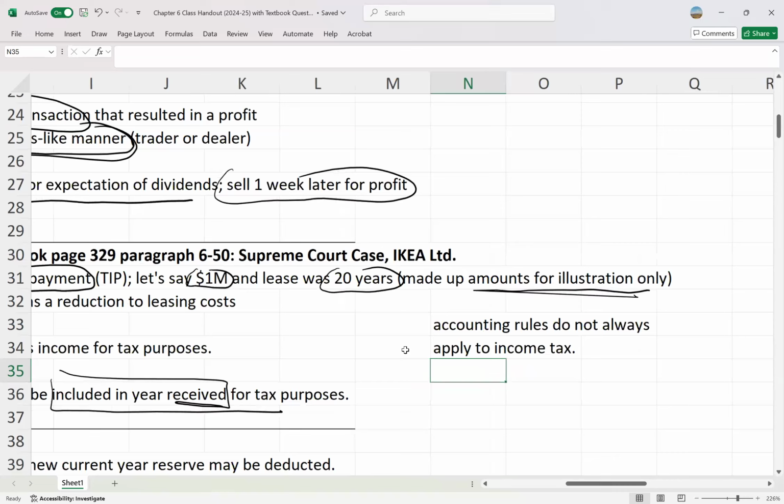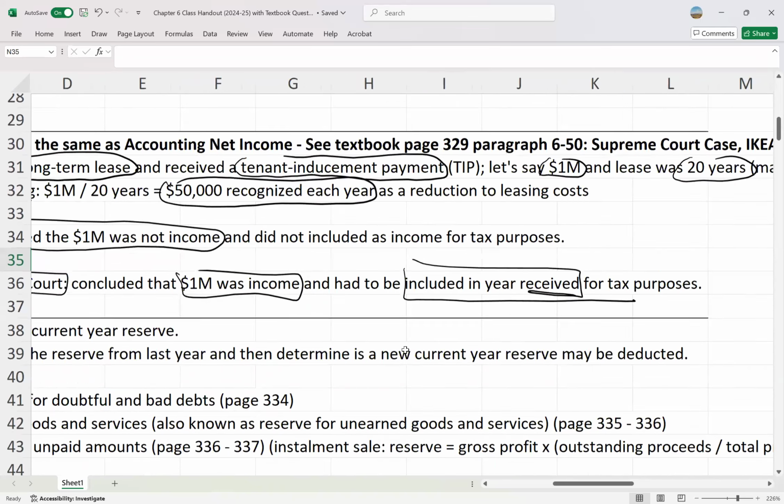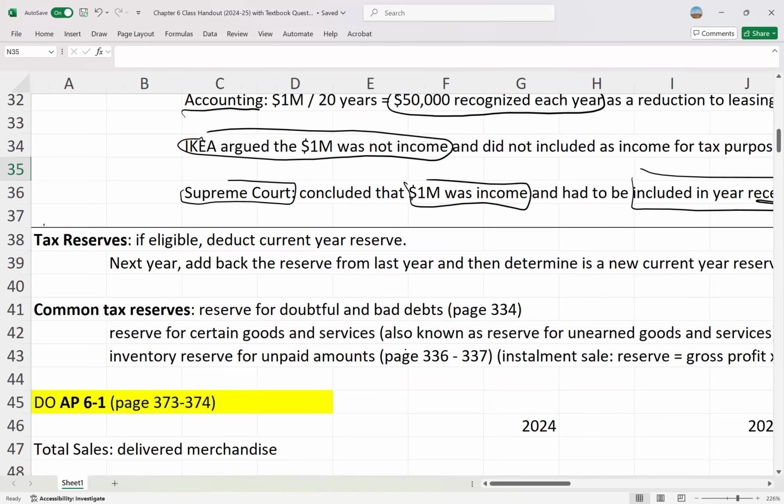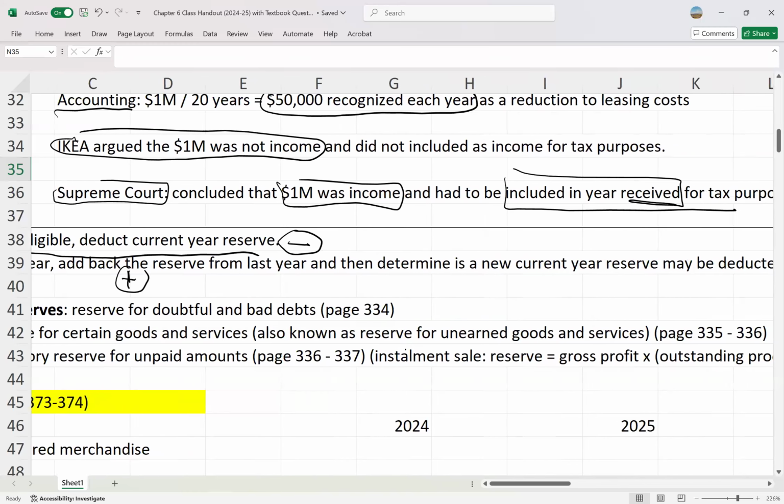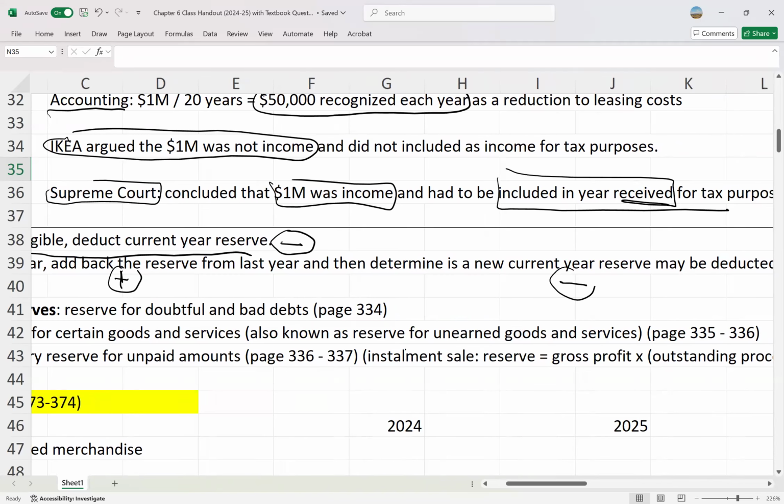One of the next things that is different between tax and accounting is this concept of tax reserves. Tax reserves are basically a deduction. So when you hear the term tax reserve, that's a deduction that you're allowed to take this year if you're eligible. If you are eligible to make the deduction this year, you would deduct it this year. That would reduce your business income. Next year, you have to add that reserve back into income. And then you determine, are you eligible for a new reserve in that next year?